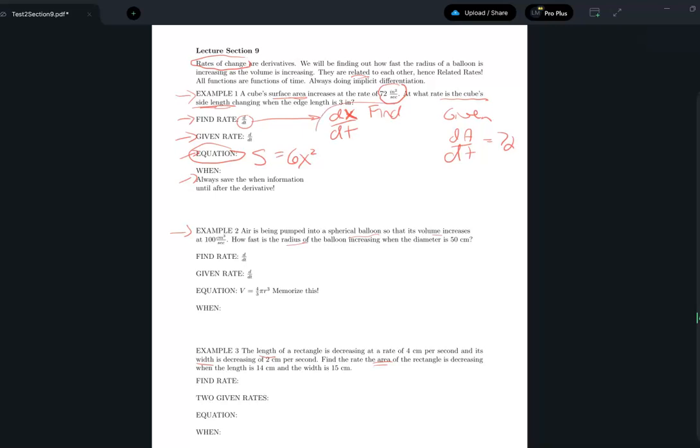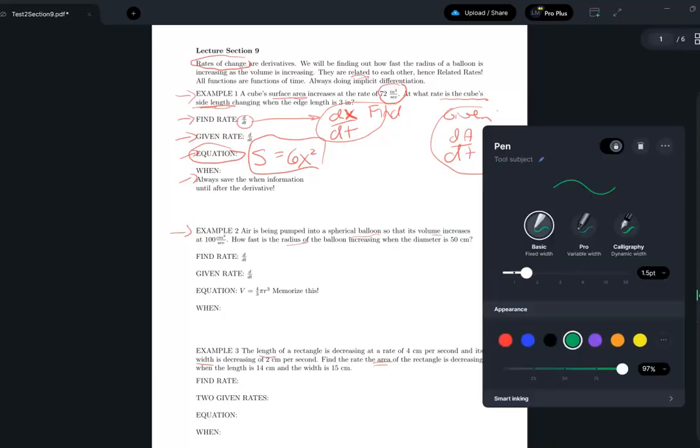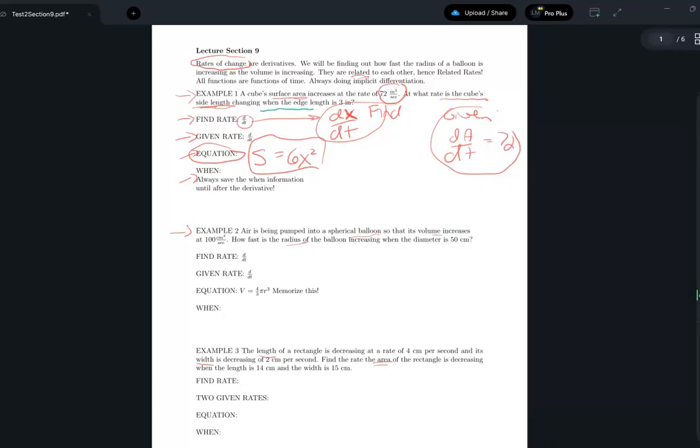Here's our find rate, here's our given rate, and we have the equation. Now there's going to be some when information, some instant in time. We're taking the picture and we want to know how things are changing at that instant. The when information is when x equals 3. Don't use that until after the derivative. Sometimes I even encourage students to just circle it, save it.